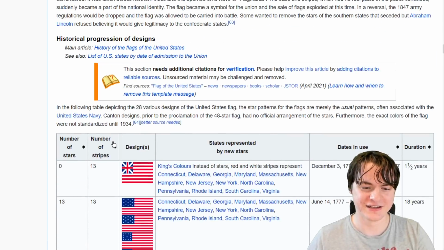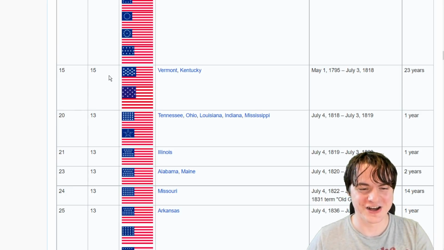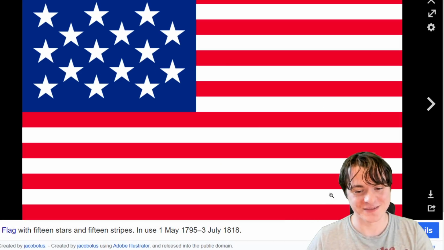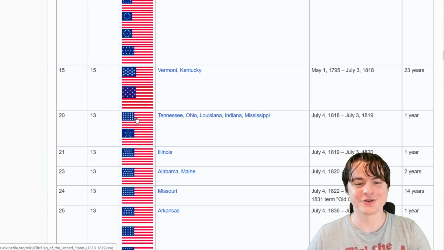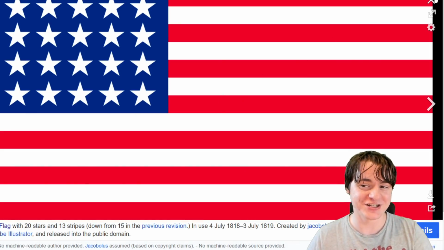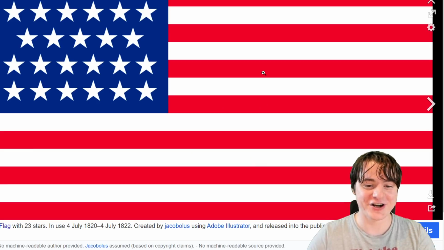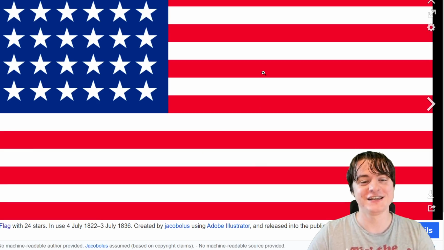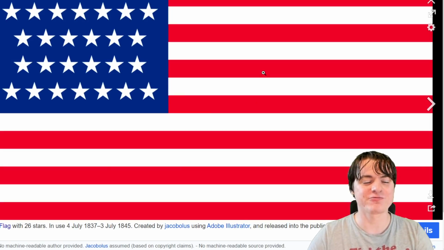Oh wait, no, these are number of stripes, I'm dumb. So after making the 15-star variant, which has 15 stripes it seems. Oh, I guess they were going to add a stripe for every state, then they realized, oh, that's dumb. So here's 20 stars with 13 stripes. And then after that, here's 21 stars with 13 stripes. Here's 23 stars. Here's 24 stars. 25 stars. You know, America really underestimated how many states it was going to add, it seems.